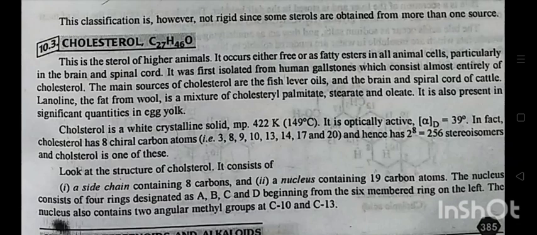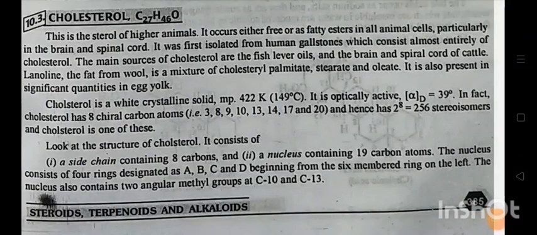Cholesterol is a white crystalline solid. Melting point is 422 Kelvin, that is 149 degrees Celsius. It is optically active and the optical rotation is minus 39 degrees in dextro form. In fact, cholesterol has 8 chiral carbon atoms, for example 3, 8, 9, 10, 13, 14, 17 and 20, and hence has 2 raised to power 8, equal to 256 stereoisomers, and cholesterol is one of these.